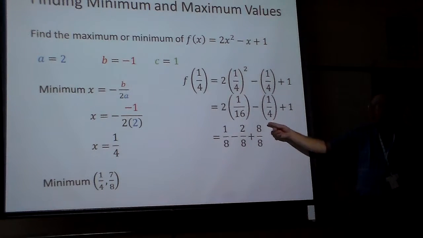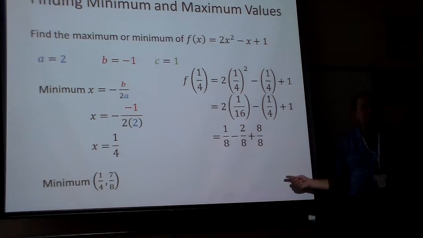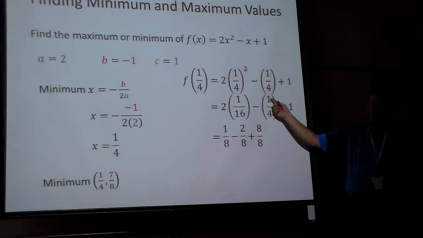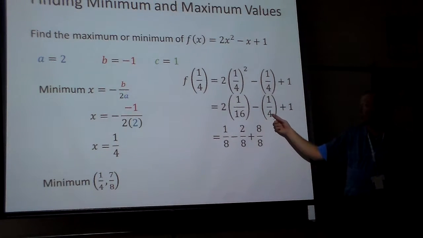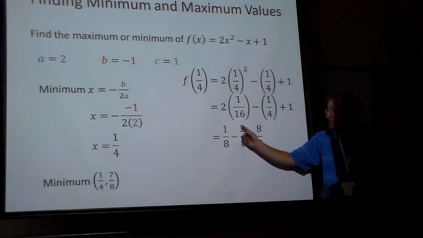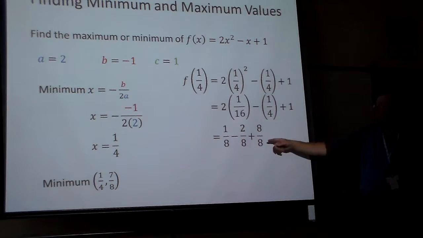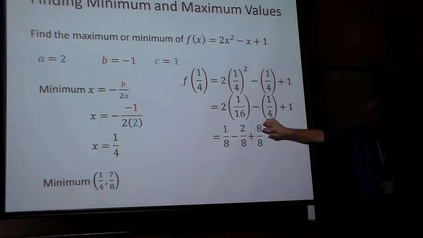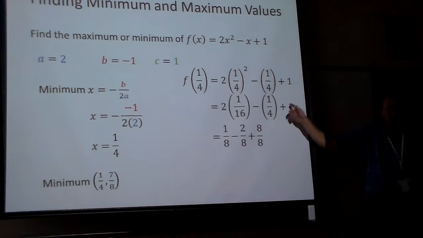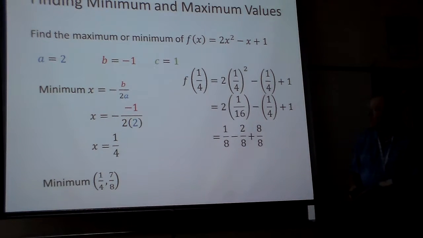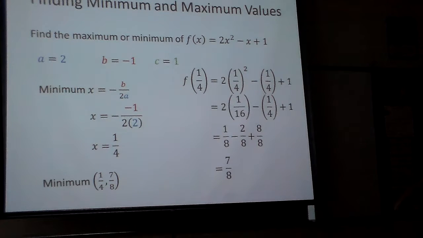Minusing 1/4, I need a common denominator to add fractions. So if I change 1/4 to eighths, I got to multiply 4 times 2, so take that times 2. Hence the minus 2/8. And to get a common denominator for the 1, I need it to be 8. I take 8 times 1, 8. Does 8 over 8 make 1? Yes. So 1 minus 2 is negative 1. Negative 1 plus 8 makes what? 7/8. So the minimum point occurred at what? 1/4, 7/8.